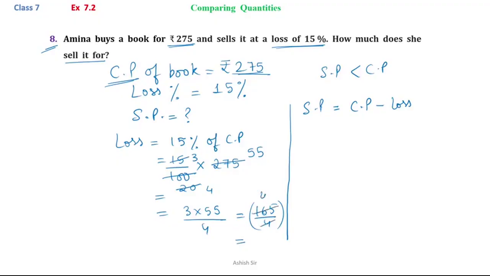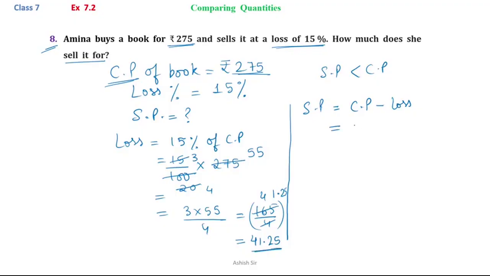So 4 4s are 16, 4 1s are 4, point, 4 into 10, so 4 2s are 8, 4 5s are 20. So what we get is 41.25 rupees as the loss.